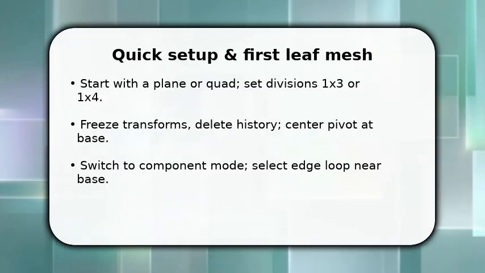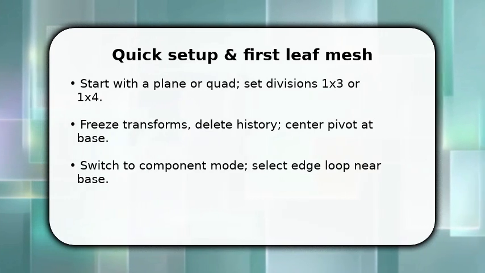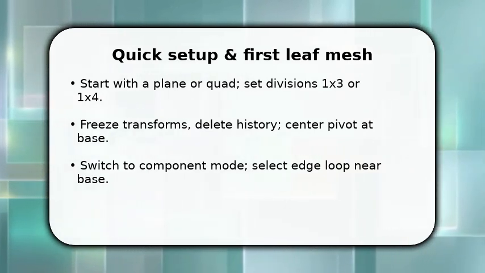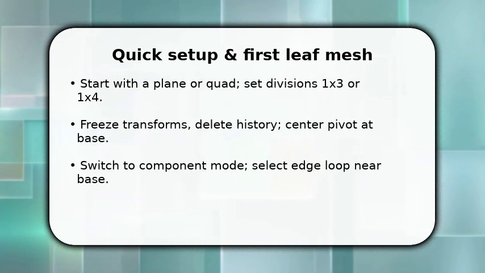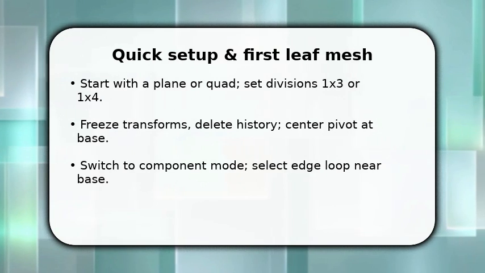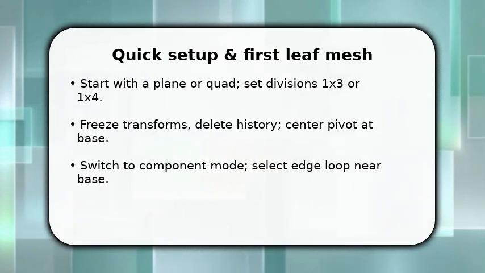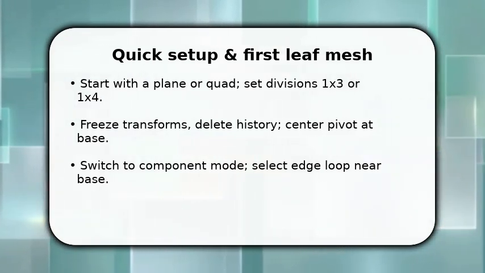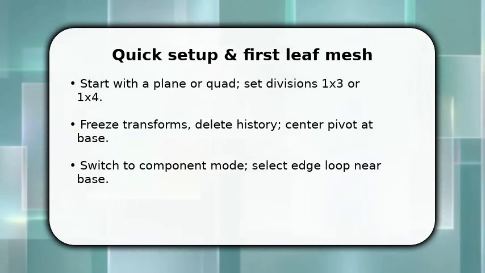You begin by creating the simplest geometry, a single plane or quad with 1x3 divisions to give edge flow. Once created, freeze transforms and delete history so Maya behaves predictably. Make sure the pivot is at the stem end. This helps later when you rotate or instance.